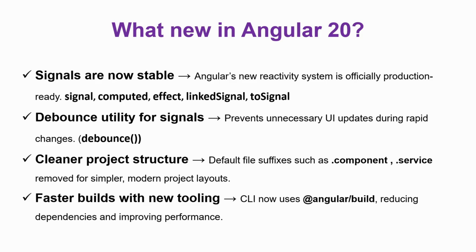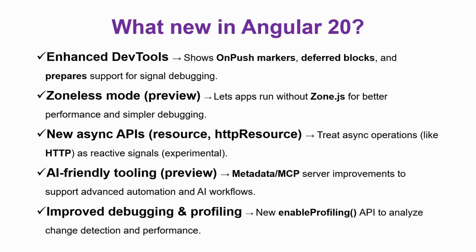Faster builds with new tooling. The CLI now uses @angular/build. This is the new thing introduced here, which reduces dependencies and improves performance. Let's go to the next point: enhanced dev tools. It shows OnPush markers and defer blocks, and prepares support for signal debugging.